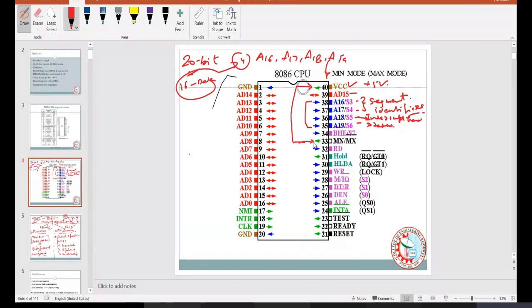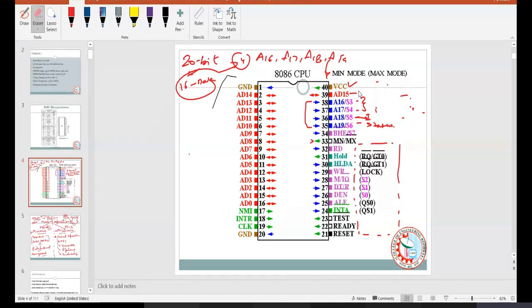And if you want to select the maximum mode, simply connect it to the ground. That will give you the lower state, which is 0. So this is the way you can select minimum mode or maximum mode, and these are two different operational modes of 8086. Now what differentiation we are having here? Look into these different signals in this pin diagram.